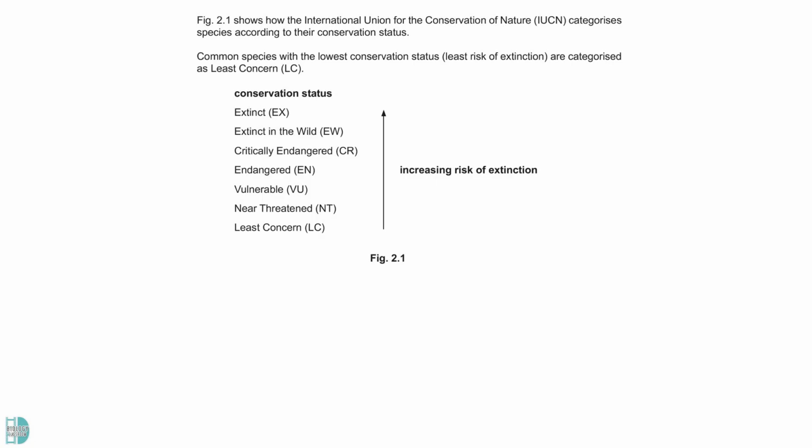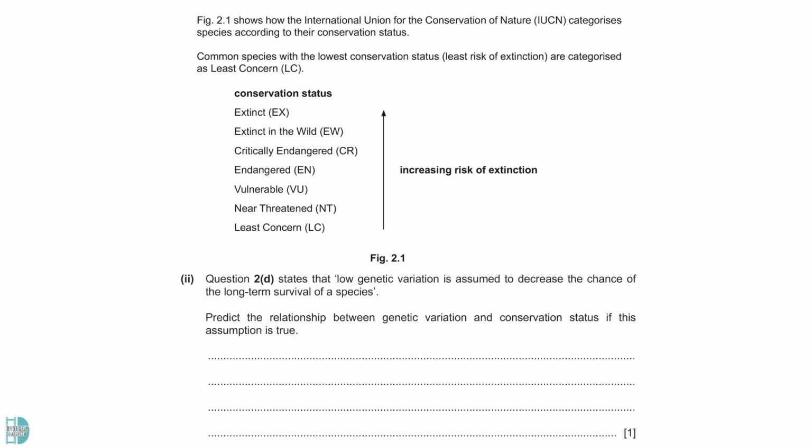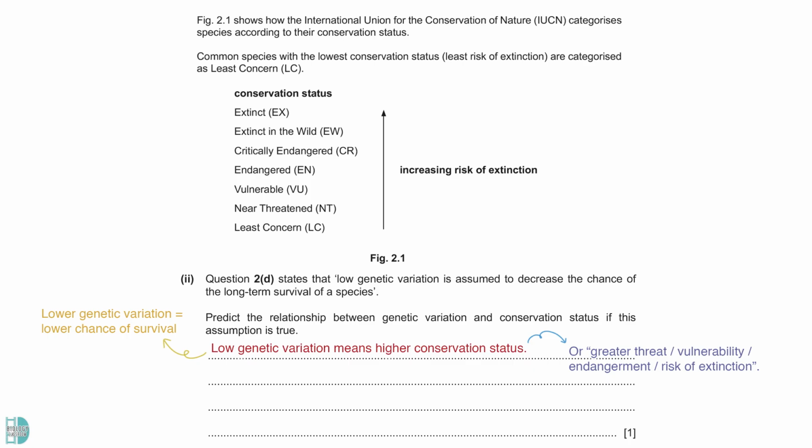Figure 2.1 shows how the IUCN categorizes species according to their conservation status. D2 asks you to predict the relationship between genetic variation and conservation status based on the assumption from the previous question. If low genetic diversity is assumed to decrease the chance of survival, the species would be more threatened with extinction. So, it should have a higher conservation status and is more vulnerable to endangerment.